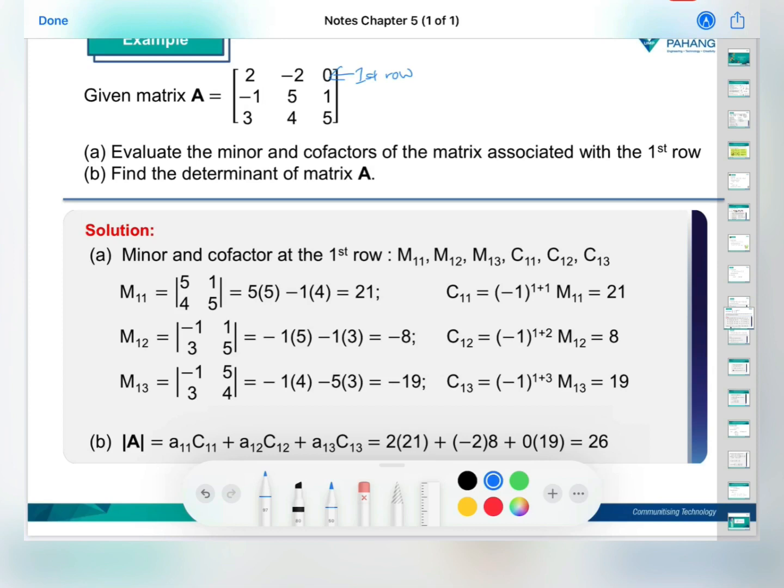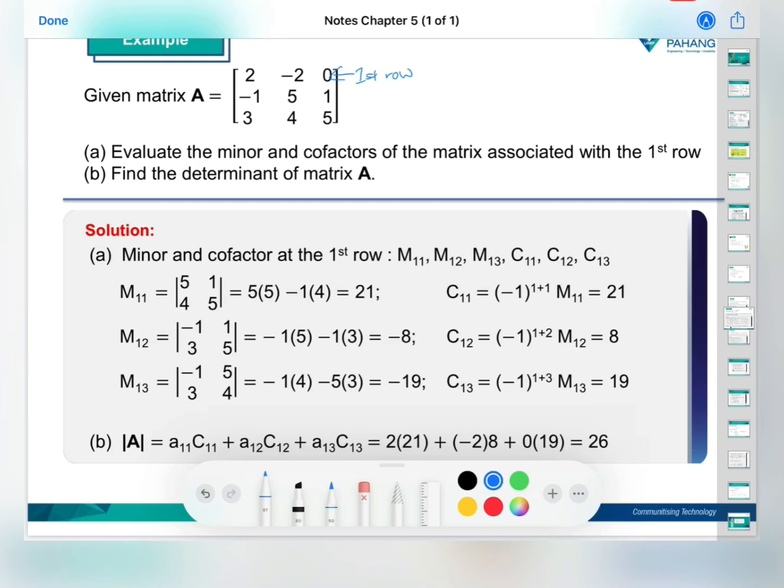Okay, the minor at the first row is M11, M12, M13, and the cofactor is C11, C12, C13. Okay, how do you find a minor?